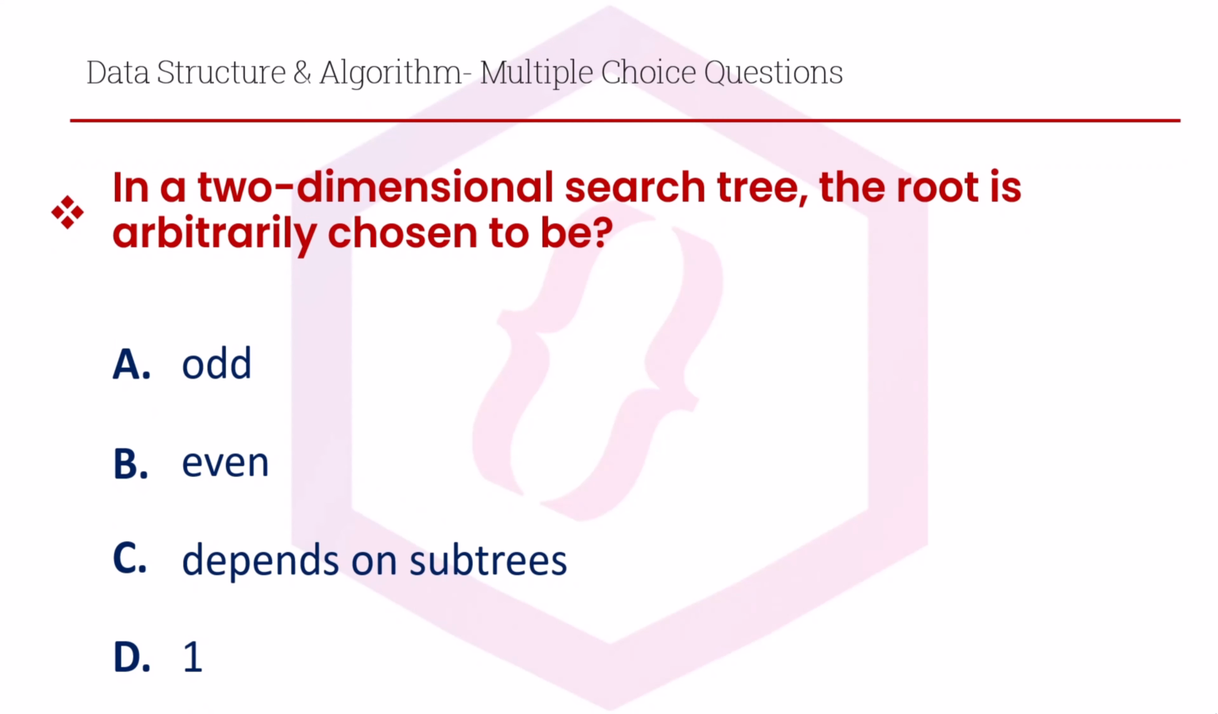In a two-dimensional search tree, the root is arbitrarily chosen to be option A, odd. Option B, even. Option C, depends on subtrees. Option D, 1. The correct answer is option A, odd.